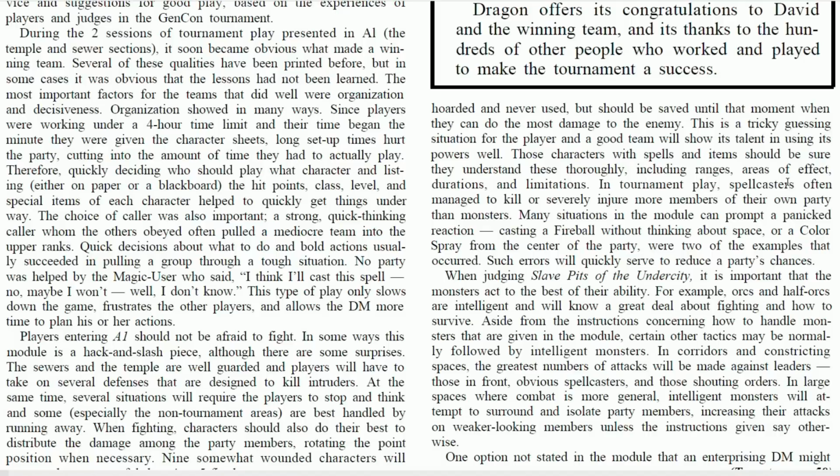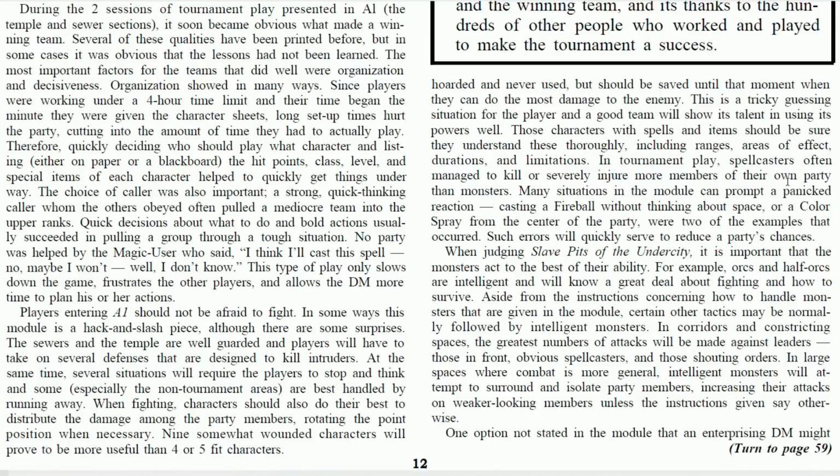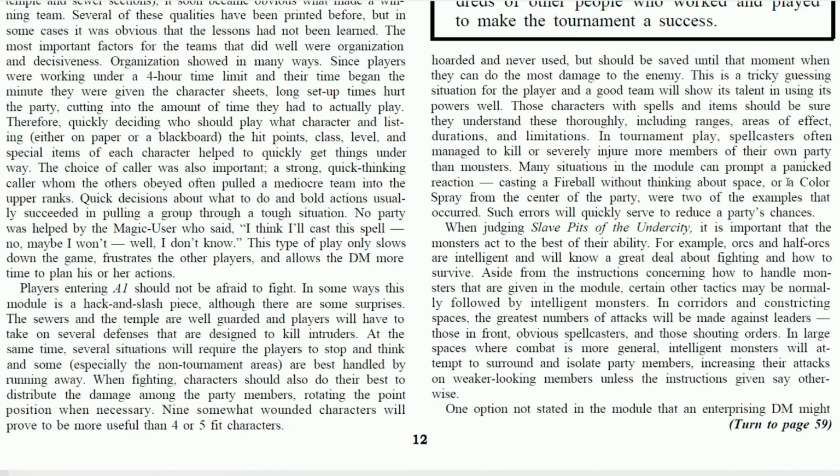A strong, quick-thinking caller whom the others obeyed often pulled a mediocre team into the upper ranks. Quick decisions about what to do and bold actions usually succeeded in pulling a group through a tough situation. No party was helped by the magic user who said, I think I'll cast this spell. No, maybe I won't. Well, I don't know. And he said that type of play only slows down the game, frustrates the other players, and allows the DM more time to plan his or her actions.